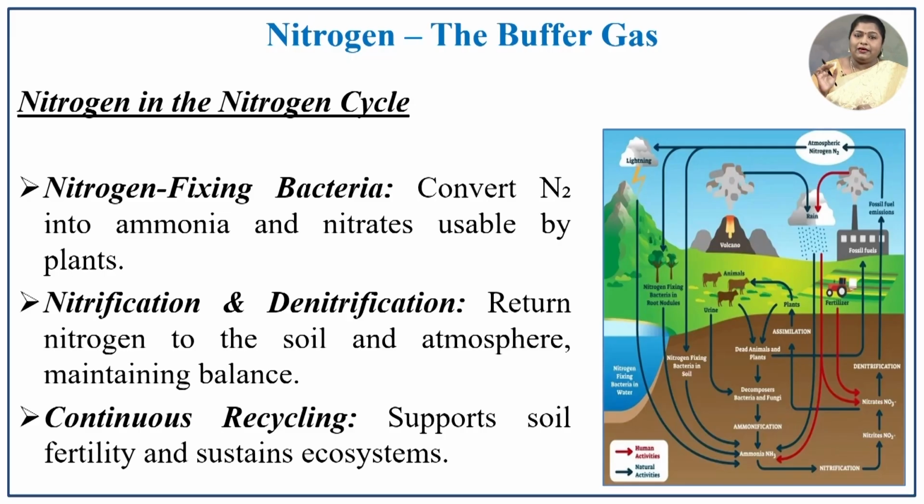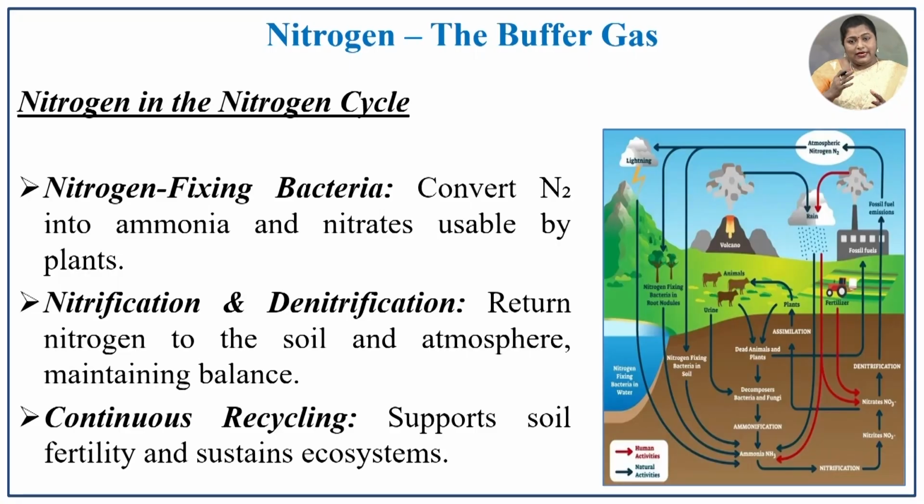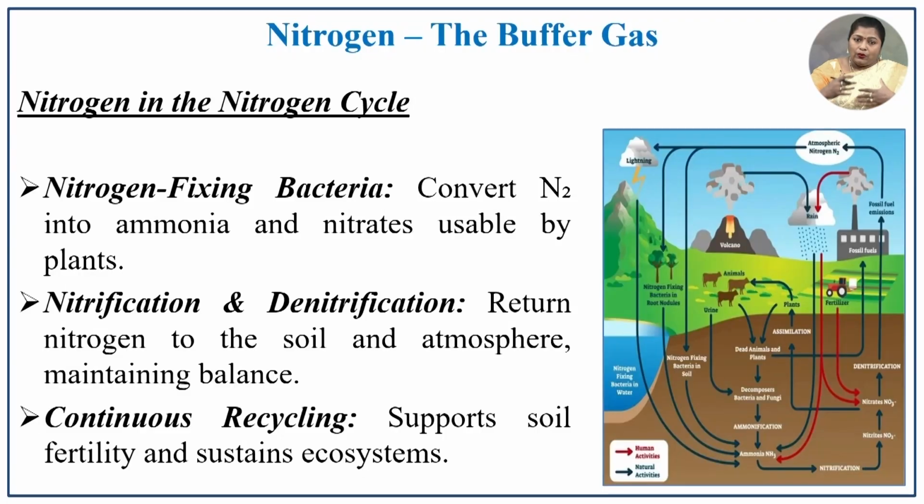Then there are nitrogen-fixing bacteria, which convert nitrogen into ammonia and nitrates, which are usable by plants and very supportive of plant growth. In such a way, nitrogen is very helpful. Nitrification and denitrification are among the major processes of nitrogen, returning nitrogen to the soil and the atmosphere, and the cyclic process happens routinely. This is mainly because of the nitrogen cycle, one of the major roles of nitrogen.